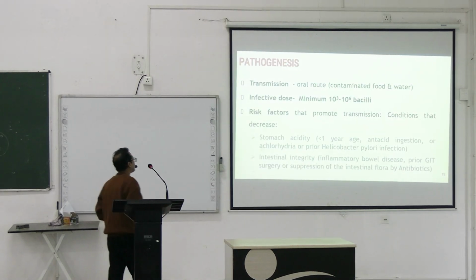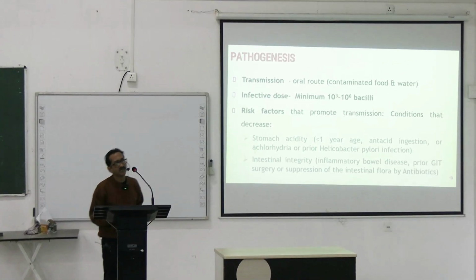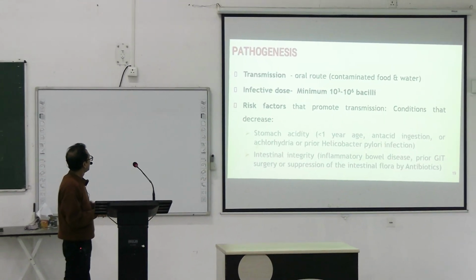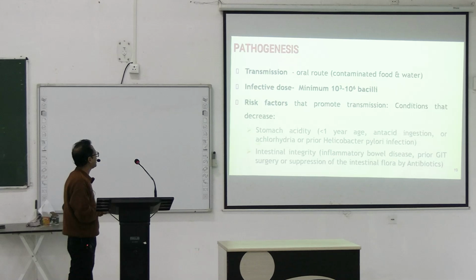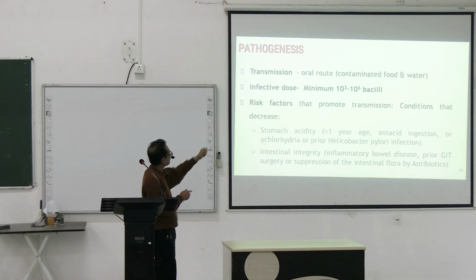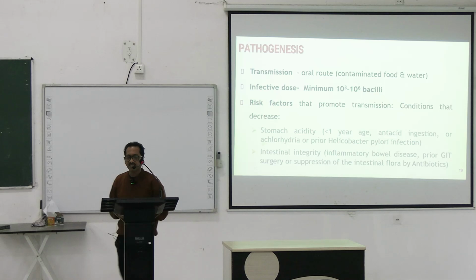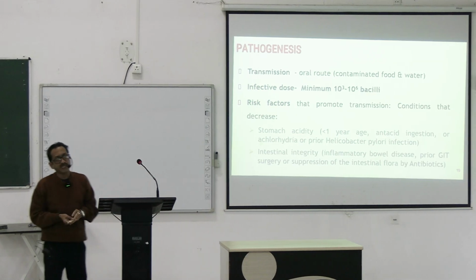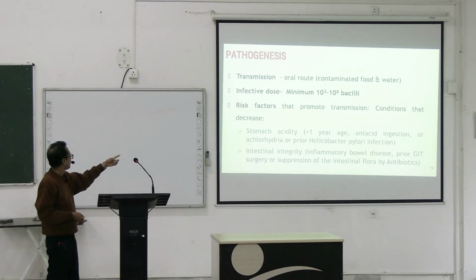Transmission is by the oral route. So how does it come? Through contaminated food or water. Infective dose is 10 to the power 3 to 10 to the power 6 bacilli. What promotes transmission? So it is usually foodborne, or it enters through the oral route.